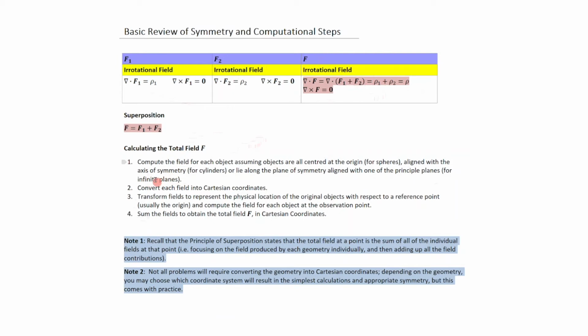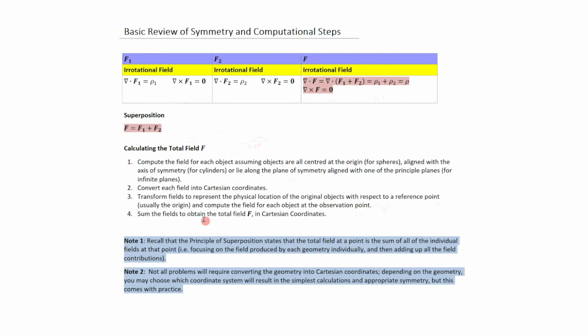So if it's parallel to the xy plane, then the plane of symmetry would be the xy plane, and you'd be bisecting the object. The next step would be to convert each field into Cartesian coordinates. So you solve each one of these problems independently, and then you transform them into Cartesian coordinates. The next thing to do is to transform the fields to represent the physical location of the original objects with respect to a reference point, usually taken to be the origin, but not necessarily the case, and compute the field for each object at the observation point.